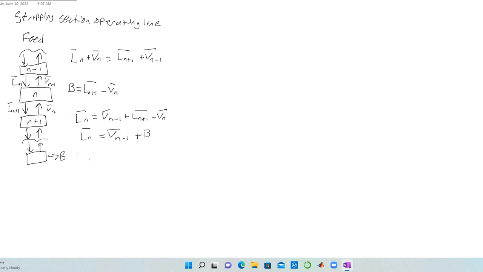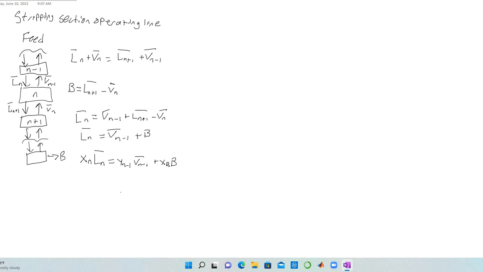So again, we're going to put everything in terms of our more volatile component because that's what we are the most interested in. So we're going to take the liquid mole fraction times the liquid. We're going to have the vapor mole fraction times the vapor. And we're going to have the bottoms mole fraction times the bottoms.